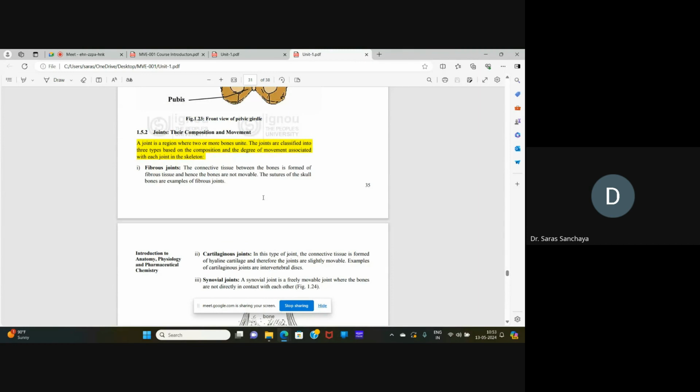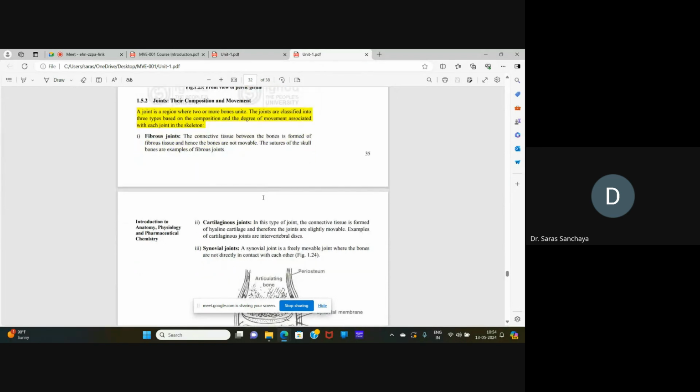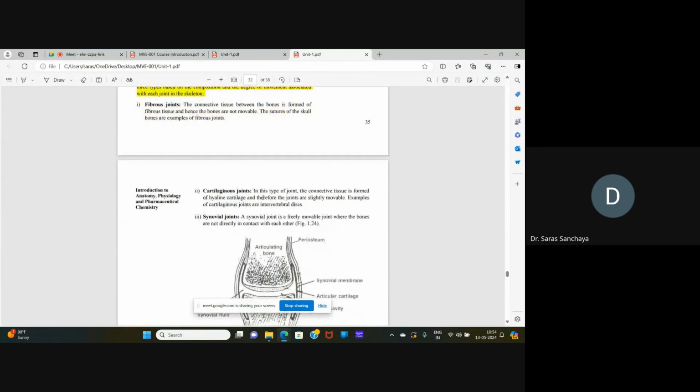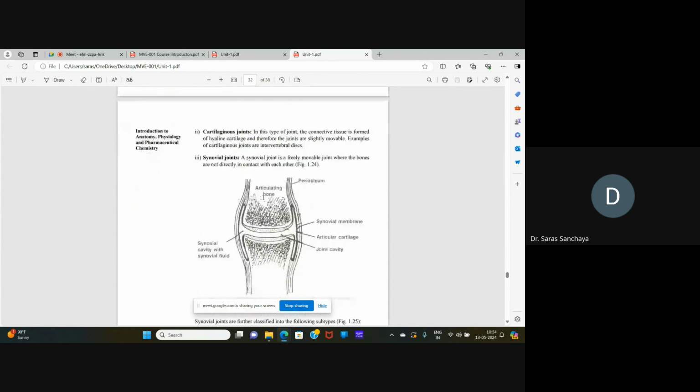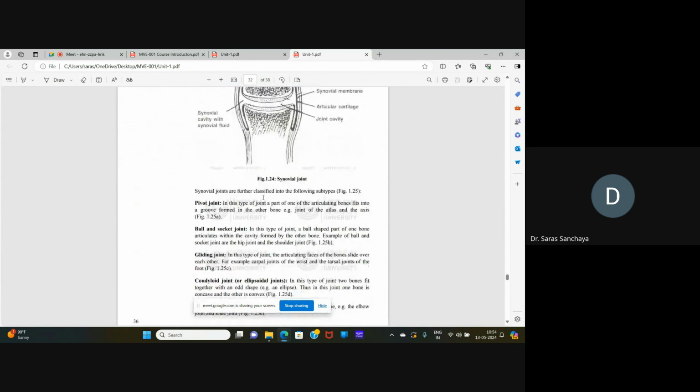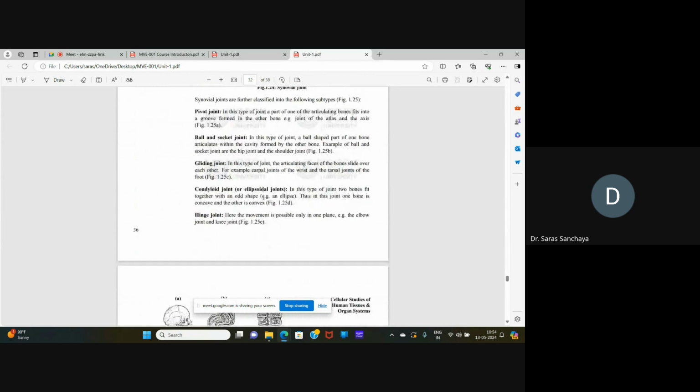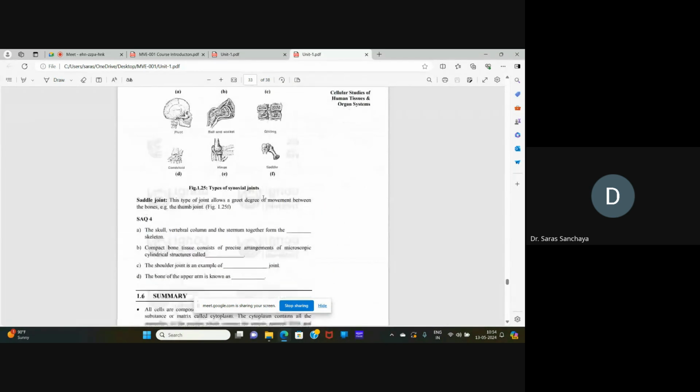Now we come to the joints, their composition and movement. A joint is a region where two or more bones unite. The joints are classified into three types on the basis of composition and the degree of movement associated with each joint in the skeleton. The first one is fibrous joint, the second one is cartilaginous joint, and the third one is synovial joint. And they have different functions in the movement of the body.